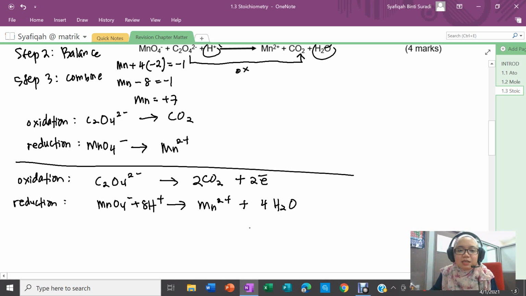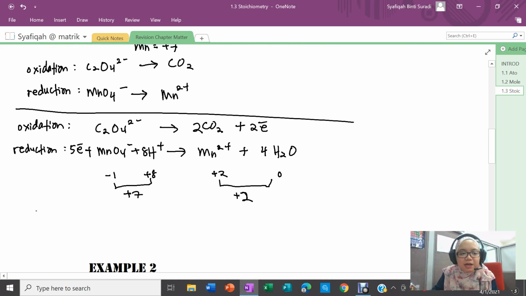Now we balance the electrons. Here the charge is negative 1, here positive 8, so total positive 7. Here the charge is positive 2, here zero, so total positive 2. So we add electrons on the more electropositive side, here. How many do we add? 7 minus 2, we add 5 electrons. Settled, the balancing part. Now we combine.